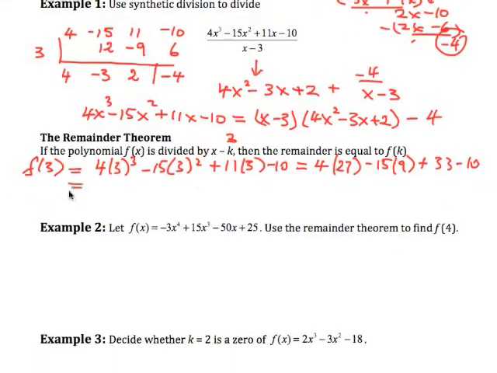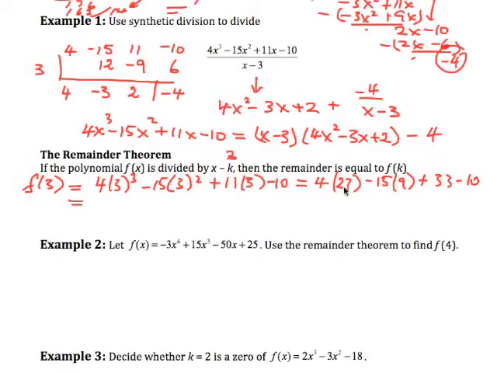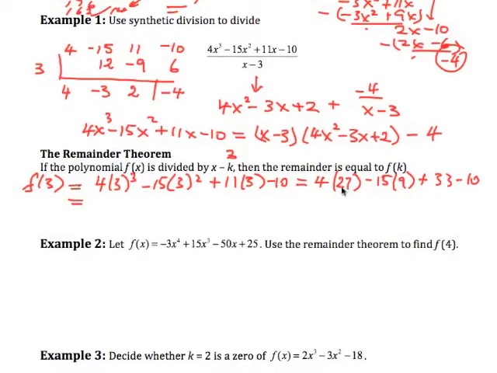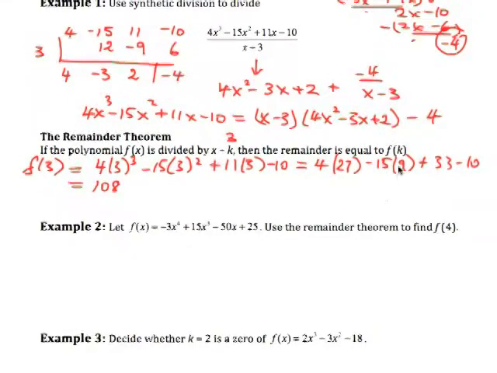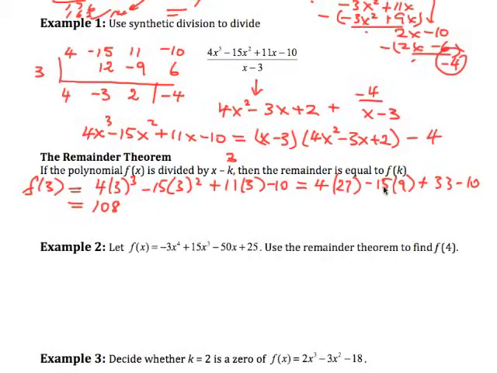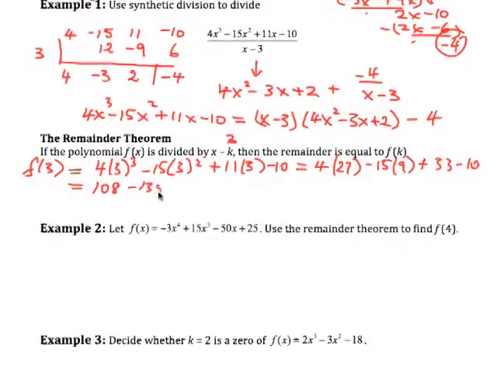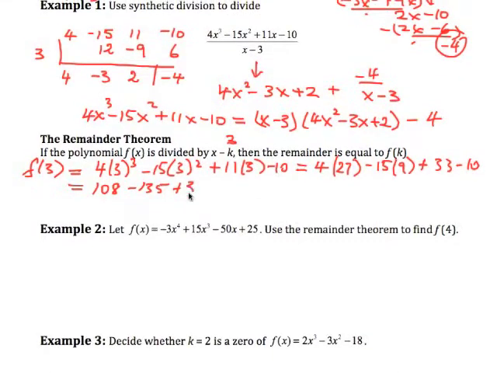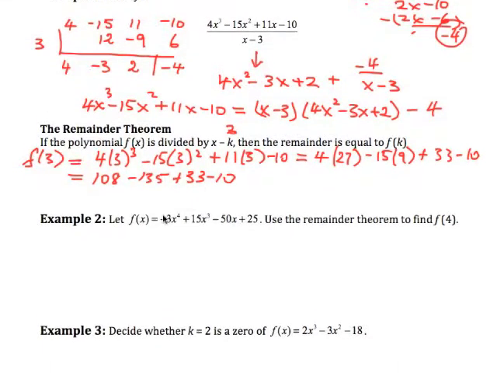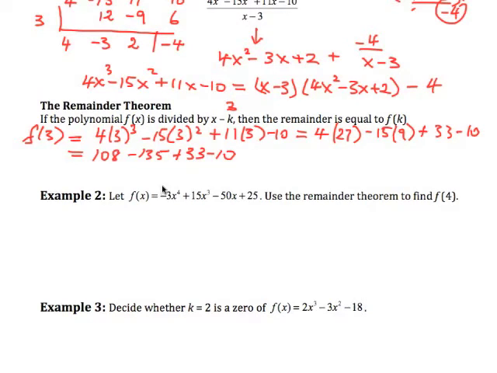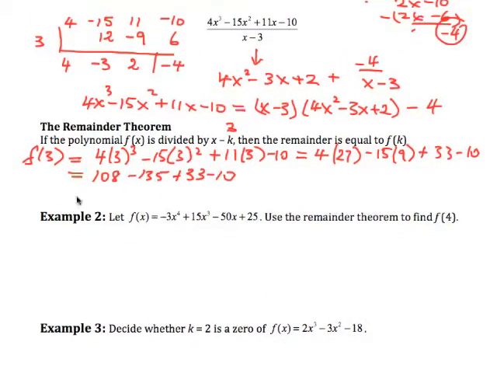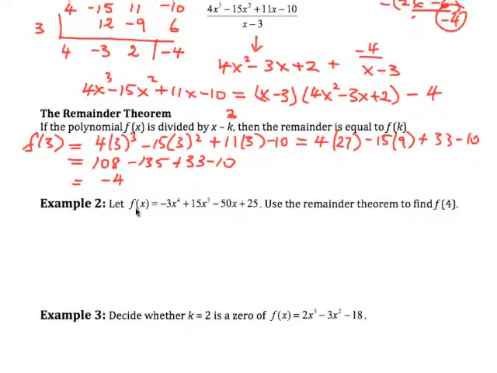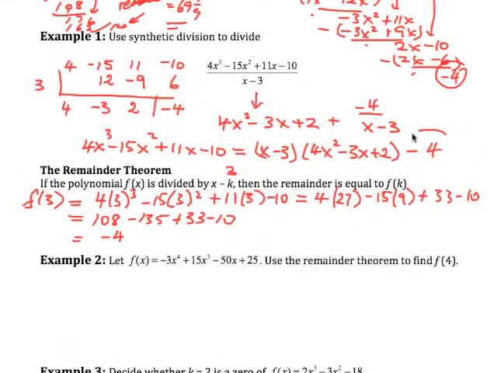Now when you actually work this out, you'll end up that you have 28, 108 there by the look of it. 108. This one will be 9, 135 plus 33 minus 10. Okay, now when you actually do this, you'll end up with -4. And notice that was exactly the remainder.